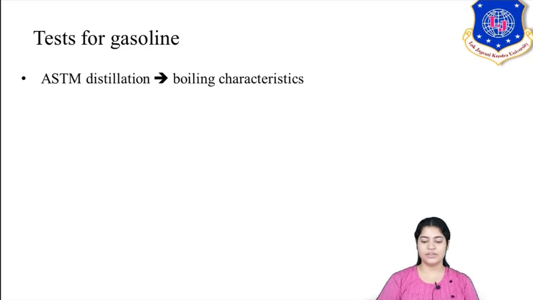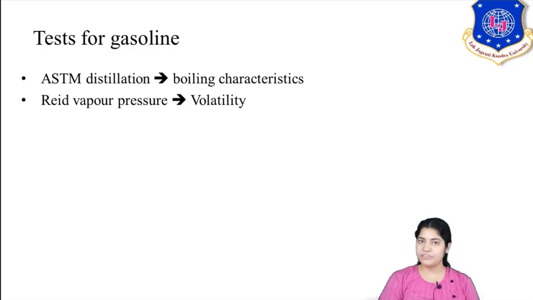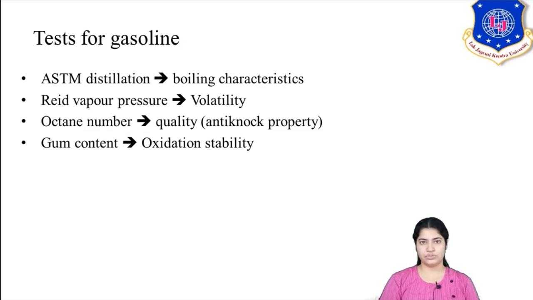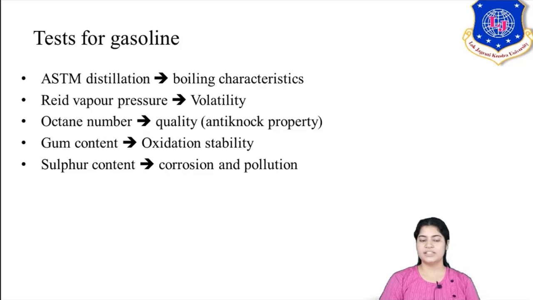ASTM is done to know the boiling. Reid vapor pressure is to know about the volatility. Octane number is to know the quality, the antiknock property. You will study it further, what is octane number. Then gum content. What does gum content show? It shows the oxidation stability of your fuel. Then sulfur content, of course, is associated with corrosion and pollution problems.